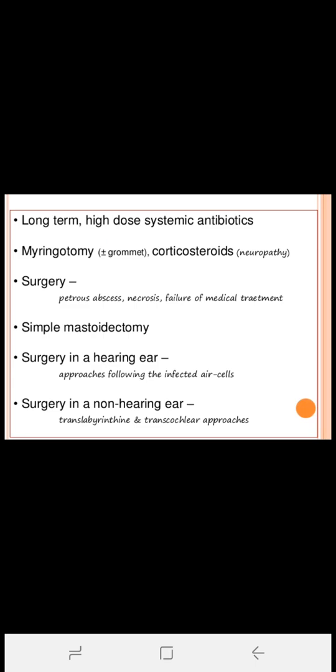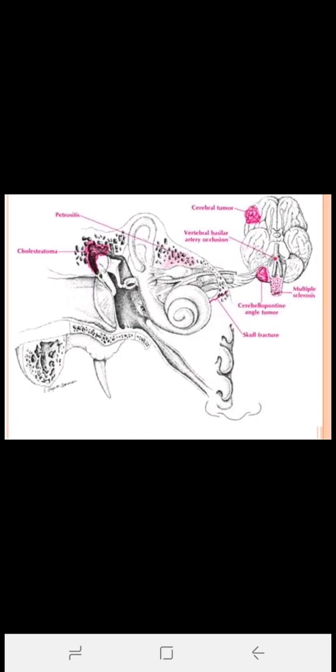We have to do a simple cortical mastoidectomy for surgery in a hearing ear, which approaches the infected air cells. For surgery in a non-hearing ear, we can do translabyrinthine and transcochlear approaches. These are the approaches for petrositis.